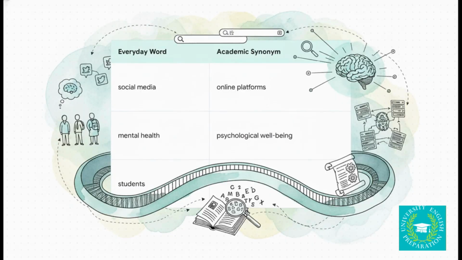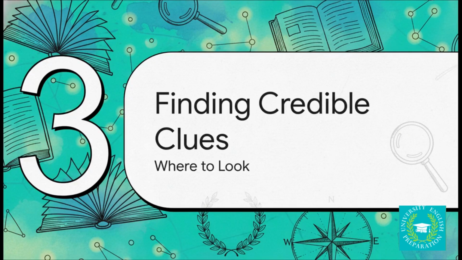And here's a pro tip for you. Academic articles often use more formal academic language. So think of yourself as a translator. Instead of searching for students, you might search for undergraduates. Instead of mental health, maybe try psychological well-being. Using these synonyms, it's going to unlock way better search results. Trust me.